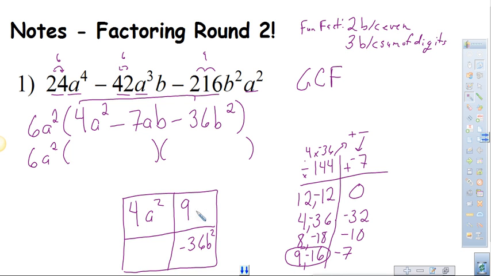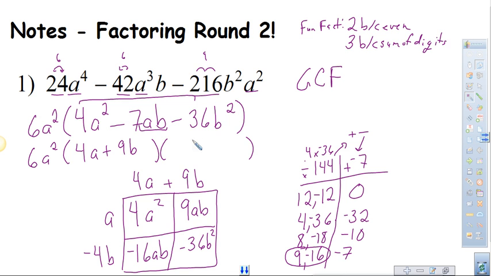Alright, so we've got 9ab, because it's whatever variables are in that middle term, and negative 16ab. And then same thing we've been doing. What can you take out of the first column? They both are divisible by 4, and they both have an a. Second column, both divisible by 9. We're going with a positive 9. And they both have a b. In this first row, 4 and 9 don't share anything, but they both have an A in them. And in the second row, we're going to take out a negative 4 with a B. So we've got 4A plus 9B, and we've got A minus 4B.